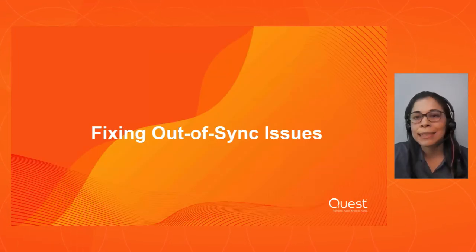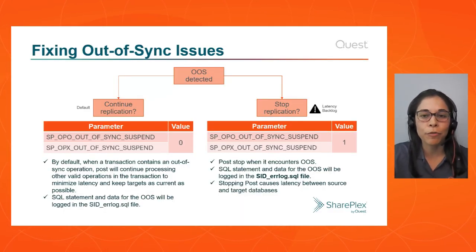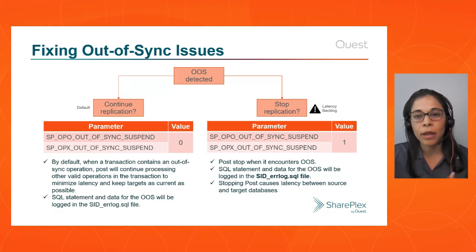So SharePlex detects an autosync condition. What happens next? How can you fix it? Let's explore more information about it. By default, SharePlex logs the error and continues processing. However, you can modify this behavior using the following parameters: SP_OPO_AUTOSYNC_SUSPEND, and for the open target, SP_OPX_AUTOSYNC_SUSPEND.